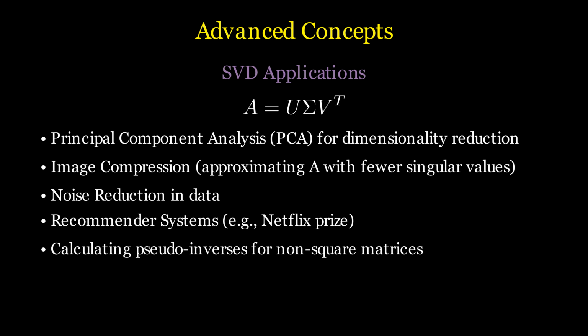We mentioned SVD earlier. Its decomposition into orthogonal and diagonal matrices makes it extremely useful in many fields. It's the foundation for principal component analysis, PCA, used to reduce data dimensions while keeping important information. It can be used for image compression by discarding smaller singular values. Other applications include noise reduction, building recommender systems, and even defining inverses for non-square matrices.